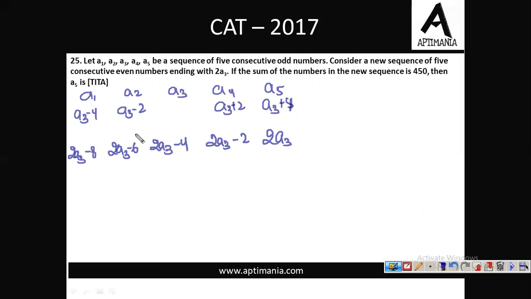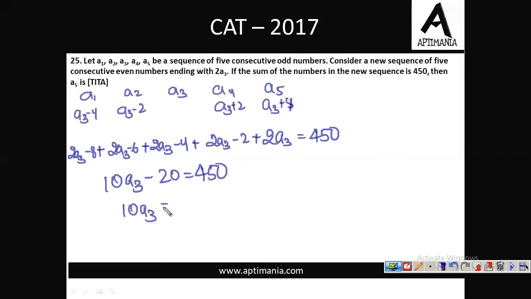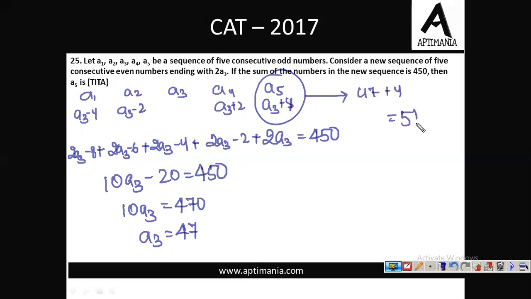If the sum of the new terms in the sequence is 450, in other words, if we add them up, this should add up to 450. So on solving, we'll have 10A3 minus 20 equal to 450. This will give us 10A3 equal to 470, or A3 equals 47. Now what they've asked us is the value of A5. A5 is equal to A3 plus 4 and A3 equals 47. So 47 plus 4 equals 51 will be the value of A5. So for question number 25, the correct answer is 51.